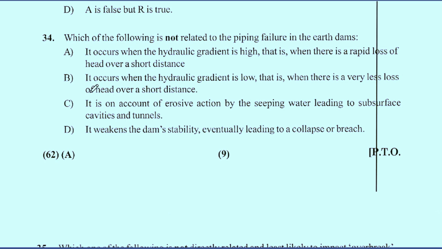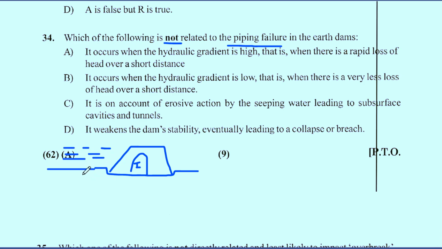And the next question is: which of the following is not related to piping failure in the earth dam? So what does it mean? It occurs when, suppose this is an earth dam. In this there is an impermeable layer, and this is our constructed part. On this side we have a reservoir.